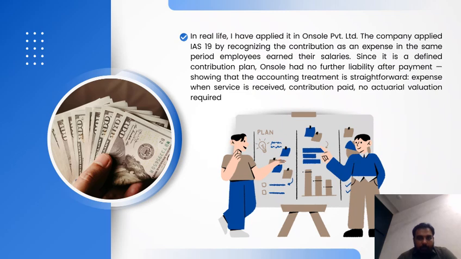Let me explain. At Onsol Private Limited, the company provided a defined contribution plan by contributing 5% of employee salary for a year. This amounted to $50,000, which was recognized as an immediate expense in profit and loss. Since this was a defined contribution plan, the company had no further liability after making the payment. This shows the standard's simple but effective application.